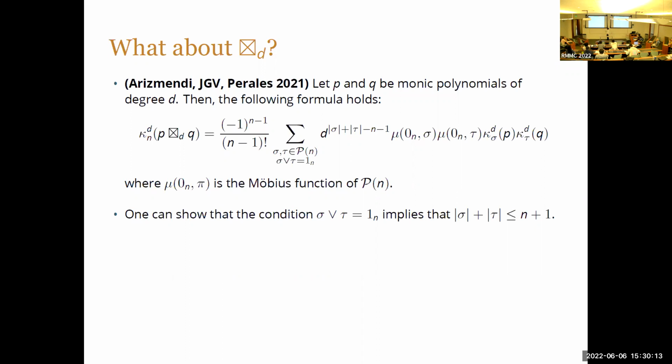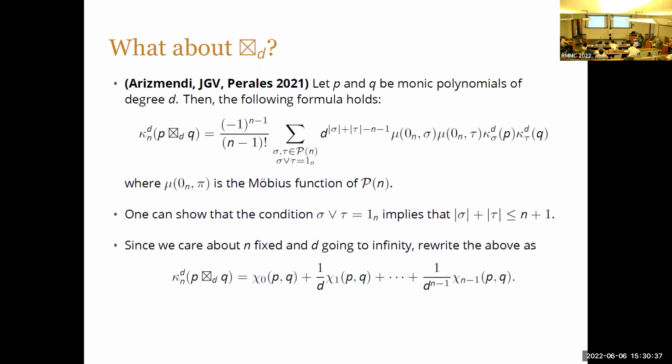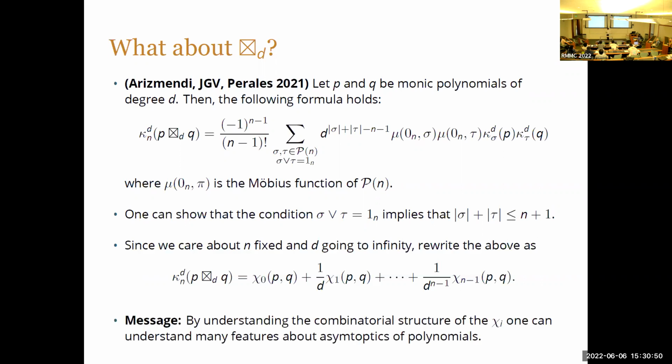There's some condition on the pairs of partitions that are being used here, some combinatorial condition that their supremum is equal to 1. It's easy to show that it implies that the sum of their sizes is less or equal to n plus 1, which means that these exponents will always be less or equal to 0. So you can group all these terms according to what number you get in the exponent, and then you get some expansion in 1 over d, okay?